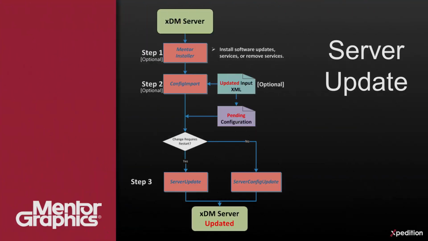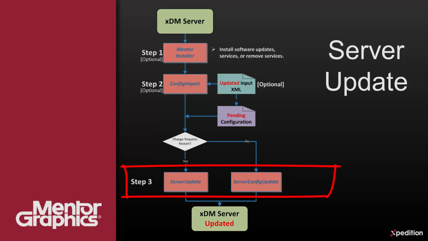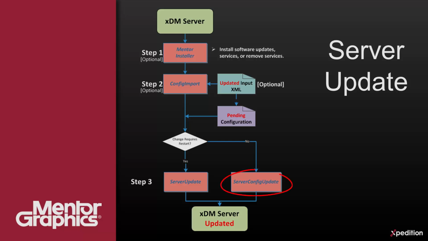How do I update the XDM server? Well, there are two main types of update: a configuration update and a software update. In most cases, a configuration update does not require a restart of the server. Use server config update utility for that. If you need a software update or a configuration update that does require restart of the XDM server, you should use the server update utility.